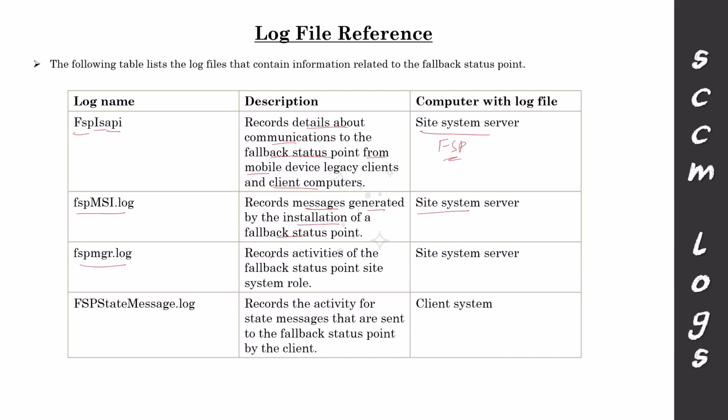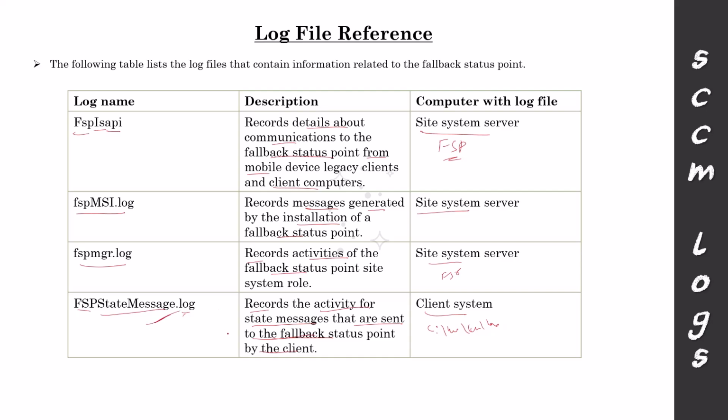And FSP MGR.log records the activities of the FSP. It's also in the FSP server. And then we have FSP state message.log. This records the activity for the state messages that are sent to the FSP by the client. Whatever messages the clients are sending to the FSP, those records will be available in this FSP state message.log. It's in the client system location. Client location means C drive, Windows, CCM folder, Logs. You can find this log file there.